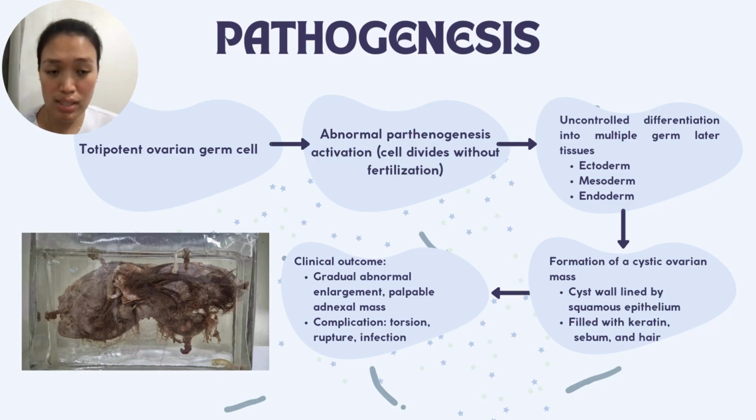In ectoderm, we have skin, hair, teeth, and nervous tissue. In mesoderm, muscles, bone, cartilage, and fat. And in endoderm, respiratory and gastrointestinal epithelium. So these tissues arrange abnormally and form a cyst. The cyst wall is usually lined with squamous epithelium, and the cavity contains keratin, sebum, hair, and sometimes teeth or bone because of the ectodermal predominance. As the cyst grows, the ovary enlarges and becomes a palpable adnexal mass. So possible complications are torsion, rupture, and infection.